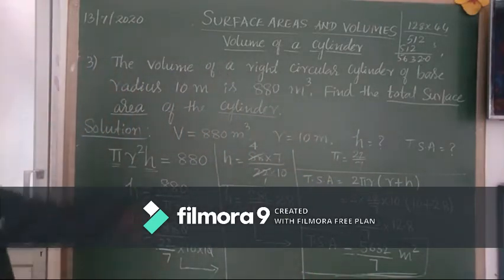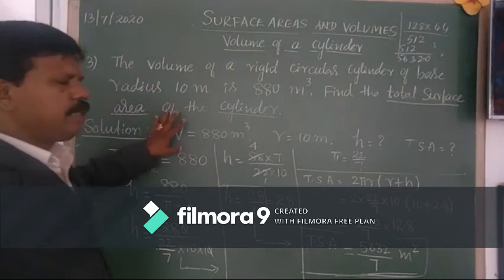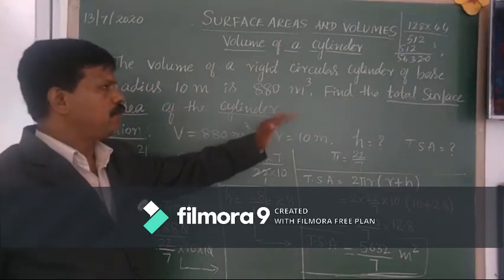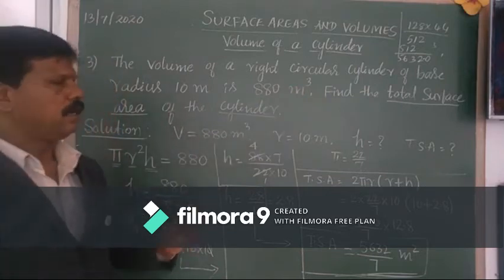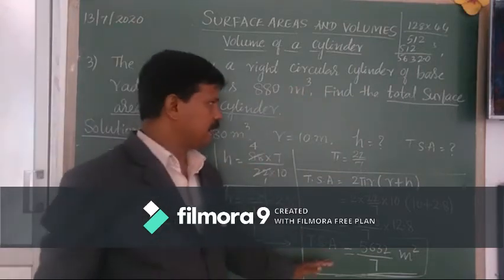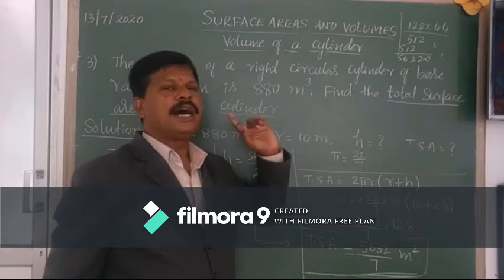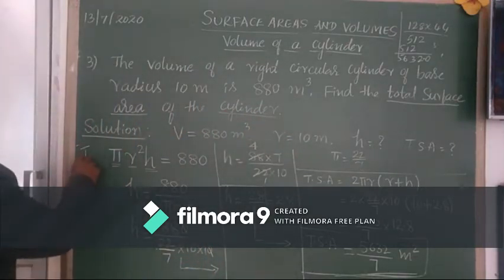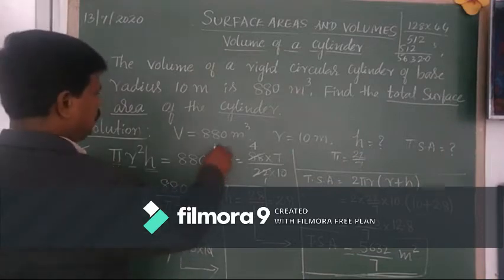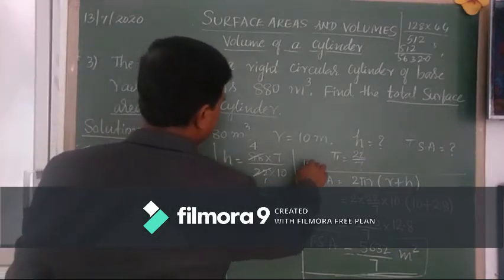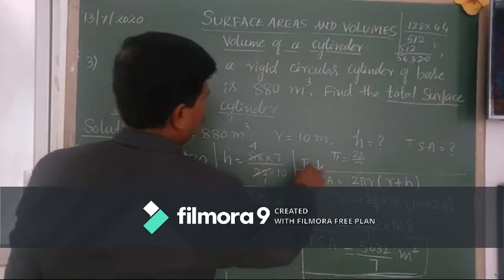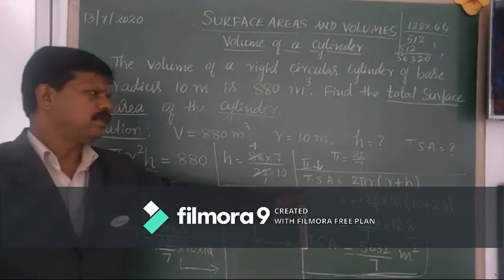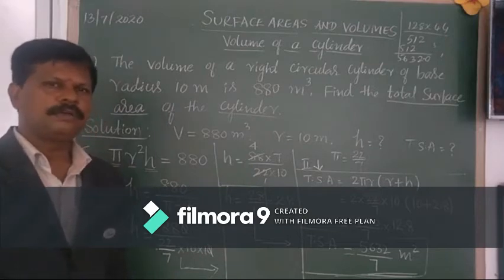Understood? So what they have given: volume is given, and radius of the circular base is given. Now we have to find out the total surface area. Before finding the total surface area, first we should find out the height. So for that, this is the first step, and then here is the second step. Clear? After finding h, you go through this one. Clear?